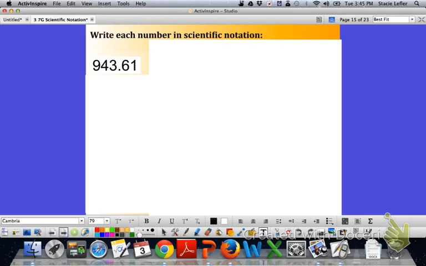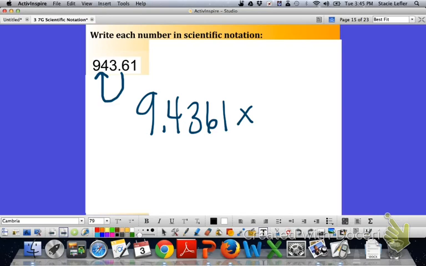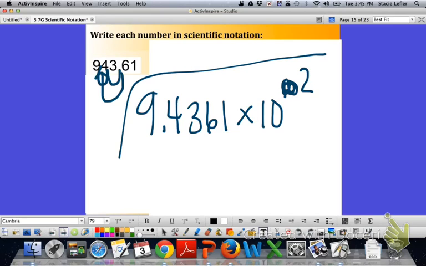So in this number, we're still doing the same thing. We're going to take our decimal and move it so it's behind only 1 leader. So we're going to end up with 9.4361 times 10 to something. Alright, it moved over 1 place value, 2 place values. 10 to the second, 10 to the second power.